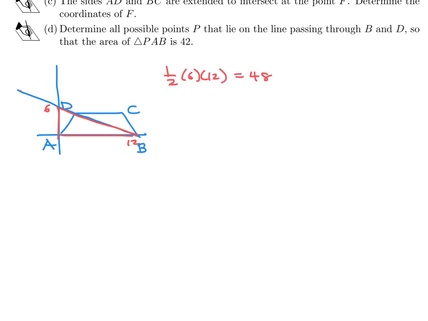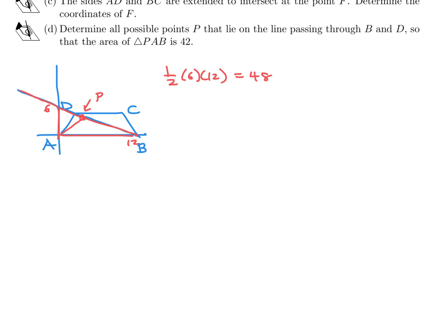So P can't be out here because that would make the triangle have an area greater than that. So I'm assuming P is somewhere inside. I don't know where it is, but let's say that's P. So therefore our triangle is really like that. And I think there's another scenario also, but let's just figure this one out first.